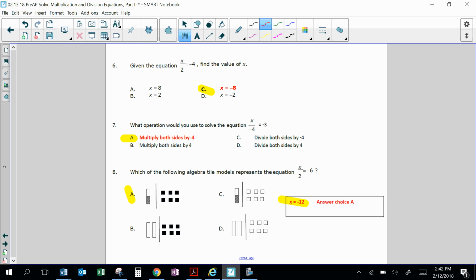Number 7, I multiply both sides by -4, because I'm getting rid of division by -4. The answer is A. Number 8 is half of x equals -6, so it's A. If I had to solve this, I multiply both sides by 2, cancel, x equals -12. And that's it. Students, please tape this homework now on page 52. You may want to pause and give students the opportunity to tape it.